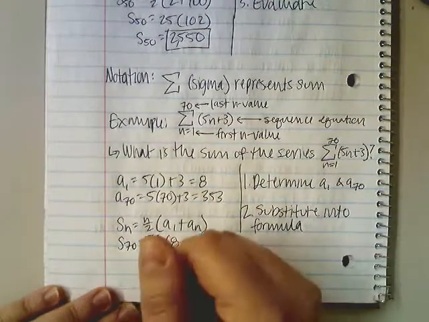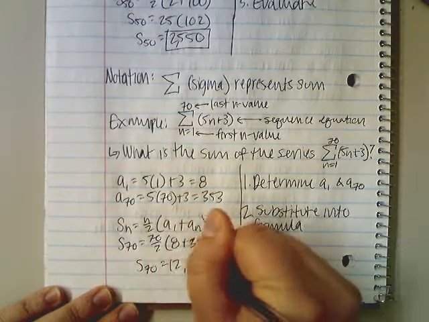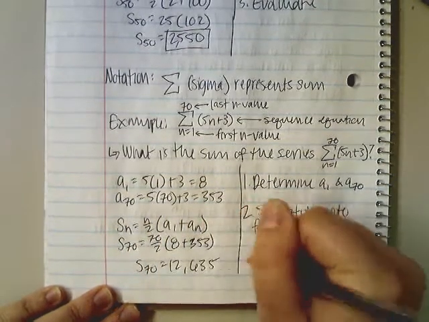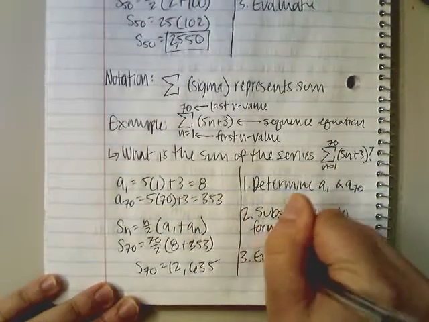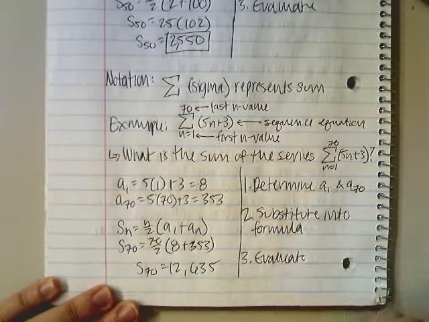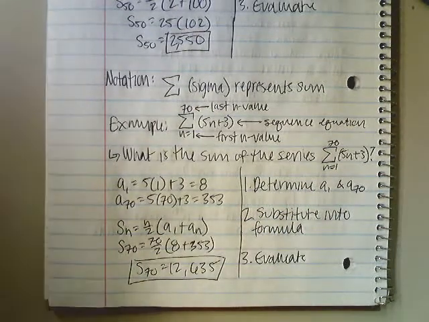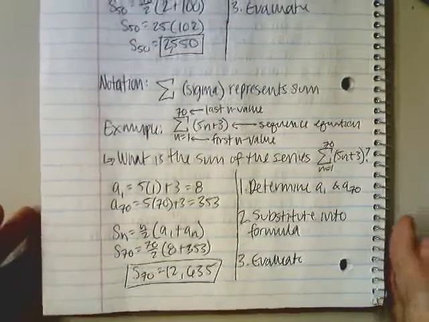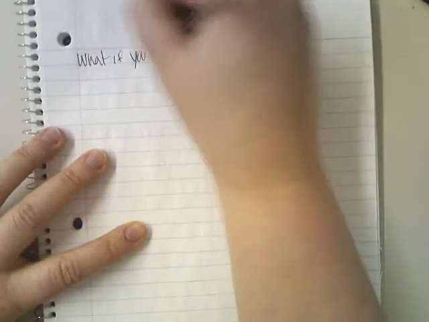If I evaluate that, calculate it out, I get S70 equals 12,635. So my last step was to evaluate. Okay, so that's my answer for that one. Last thing, I told you I would show you how to solve for n, so I'm going to flip the page and do that.